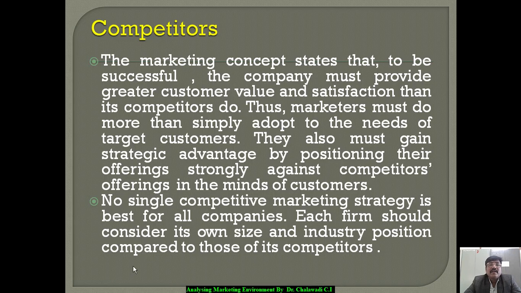Another very important thing is the competitors. What do I mean by competitor here? I mean how the competitors are also one of the influencing forces or influencing actors on the marketing growth or growth of marketing activities.